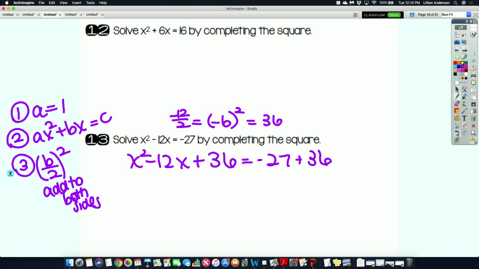And if you're curious, like, well, why is it called completing the square? Because technically when you set it up, there's like a blank spot right here. And so you're completing that square, you're filling in that square. Okay. And then your last step is to factor and solve.